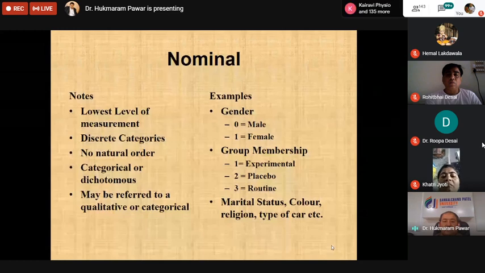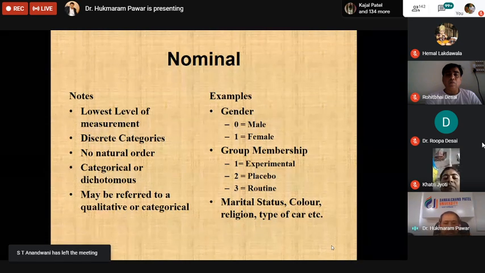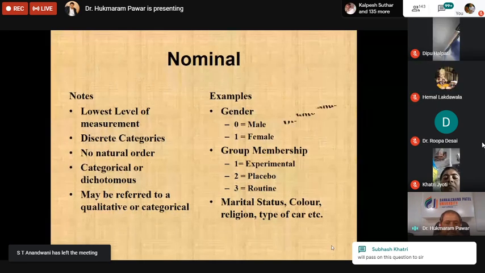How do you identify that the data you have is nominal? It is the lowest measurement, with discrete categories, no natural order, categorical or dichotomous, and may be referred to as qualitative and categorical.